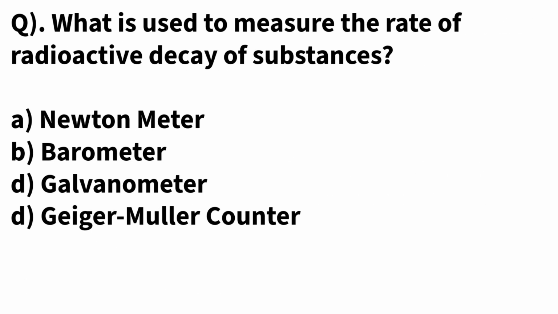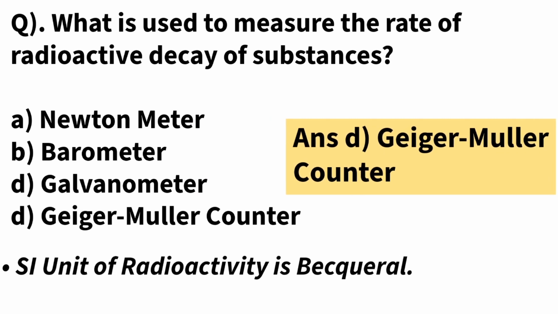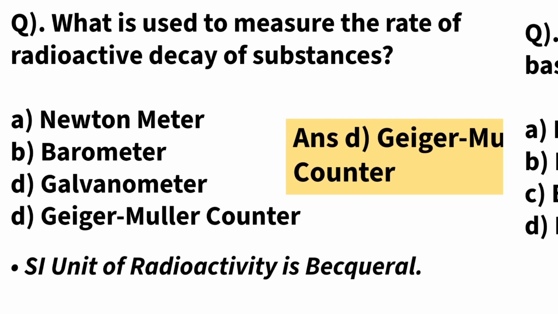What is used to measure the rate of radioactive decay of substances? The answer is option D, Geiger-Müller counter. SI unit of radioactivity is becquerel.